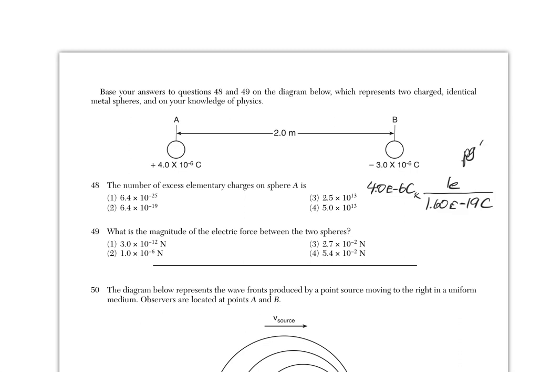That, again, page 1 reference tables. And so I'm going to divide here. And when I work it out, I get 2.5 times 10 to the 13 elementary charges, choice 3. Then 49 says, what is the electric force between the two spheres?